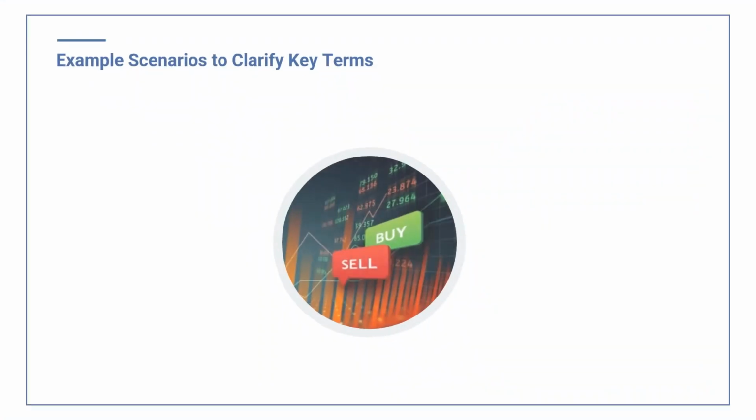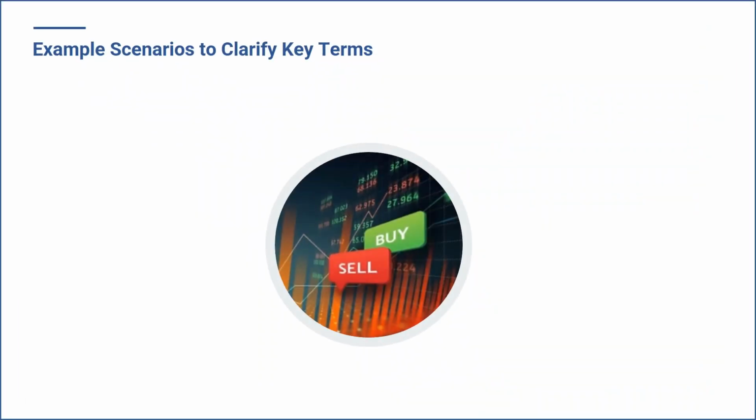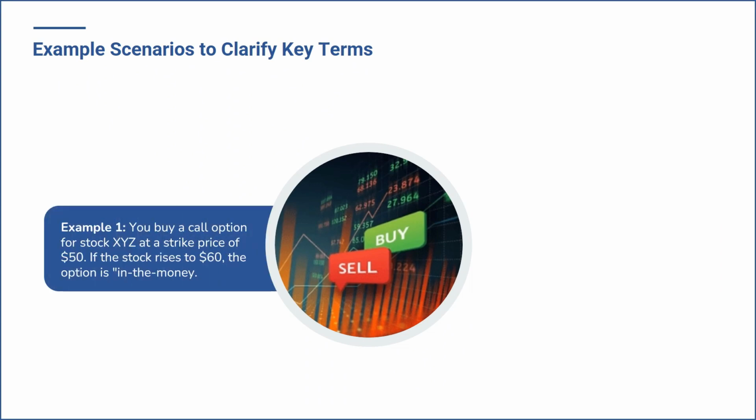All right. Now, let's look at these examples, right, to clarify these key terms. Example one, you buy a call option for stock XYZ at a strike price of 50. If the stock rises to 60, the option is in the money.